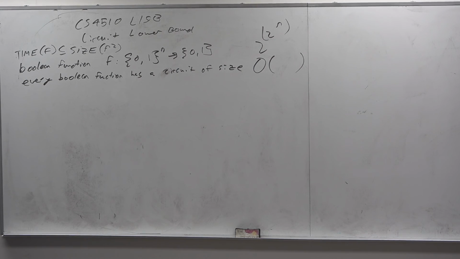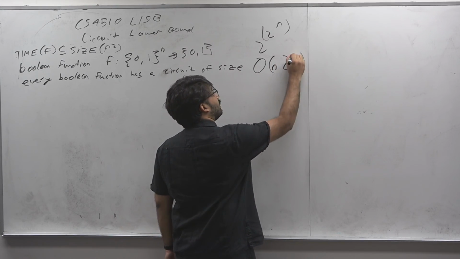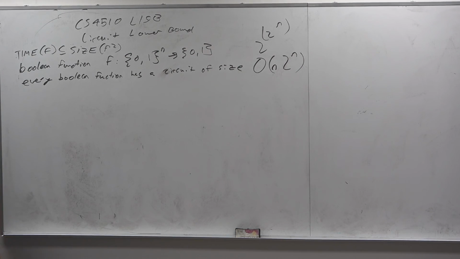N? But there are 2 to the n possible outputs. Actually, that's not as bad of a guess as any other, to be honest. The one we'll prove, simply because it's easy to prove, is going to be n times 2 to the n. Every Boolean function has a circuit of size n times 2 to the n. We'll talk about improvements to that after we prove it. Proof: convert the truth table into a circuit.